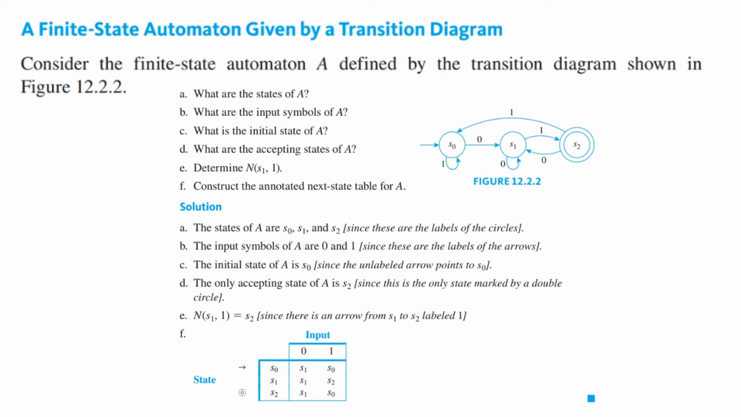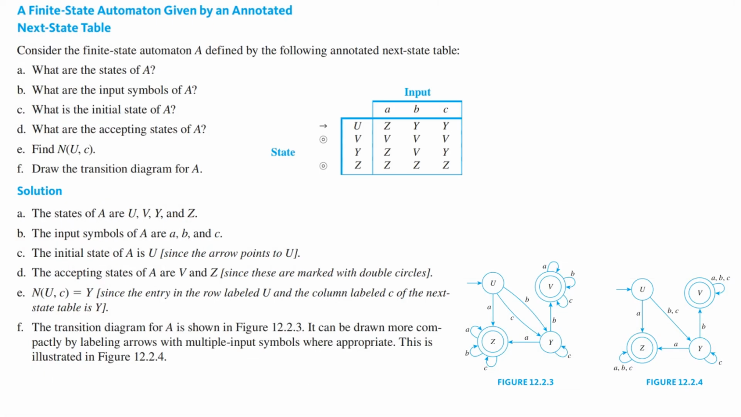Sometimes you can start with a table and draw a diagram. And so here's a different one. So we have, what are the states? And the states here are U, V, Y, and Z. The input symbols are A, B, and C this time. And the initial state is U, because that's where this arrow is. There are 2 accepting states. It can be V or Z in this case.